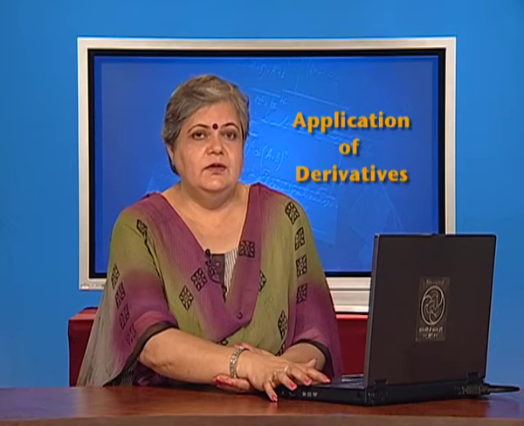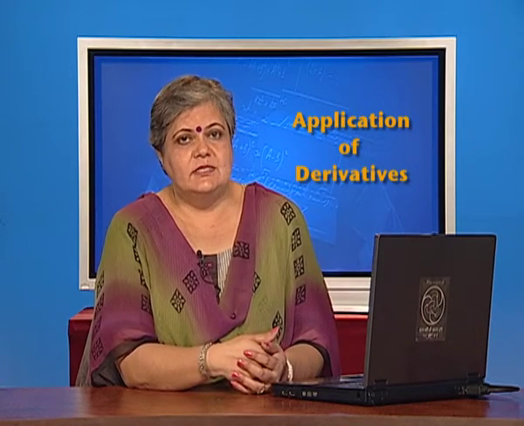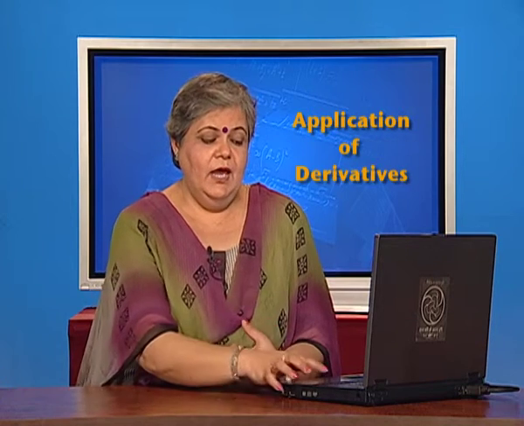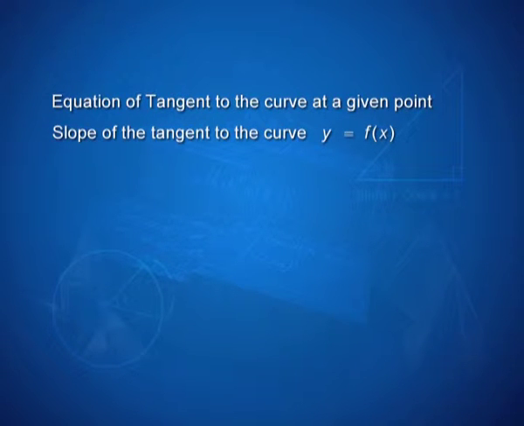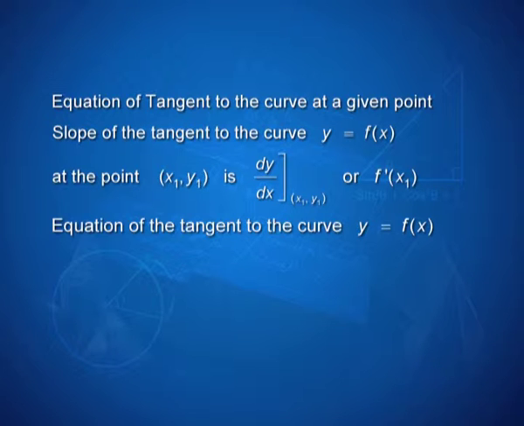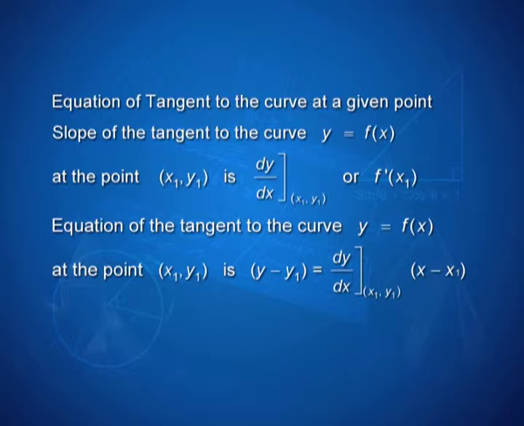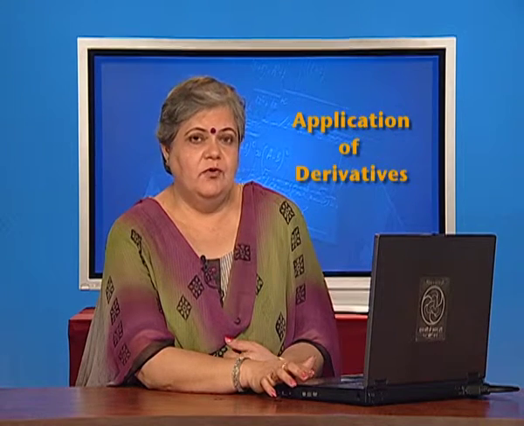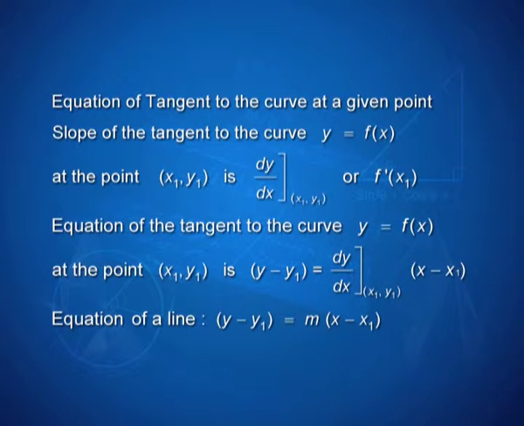Once this is understood, what we need to figure out is how to find the equation of the tangent to the curve at a given point. What we have just discovered is that the slope of the tangent to the curve at the point x1, y1 is the value of the derivative at that point. So, it can be represented as dy by dx at x1, y1 or f dash at x1. So, the equation of the tangent to the curve y equal to f(x) at the point x1 comma y1 is y minus y1 is equal to dy by dx at x1, y1 into x minus x1, coming from the simple slope-point form of the straight line. The equation of a line is y minus y1 equal to m times x minus x1.